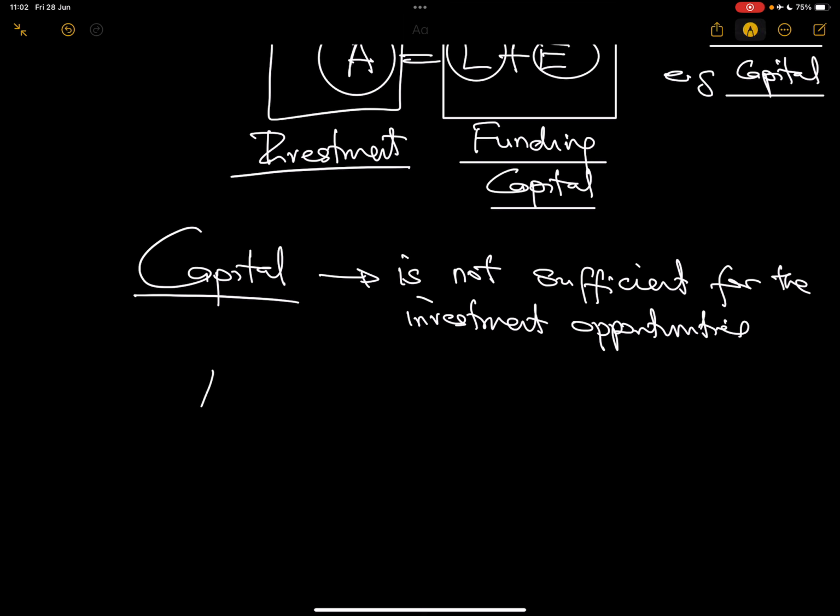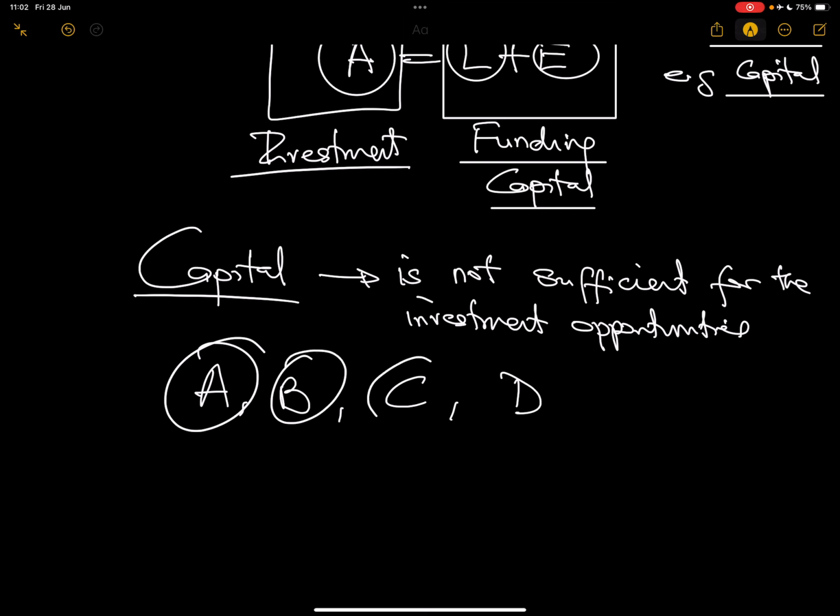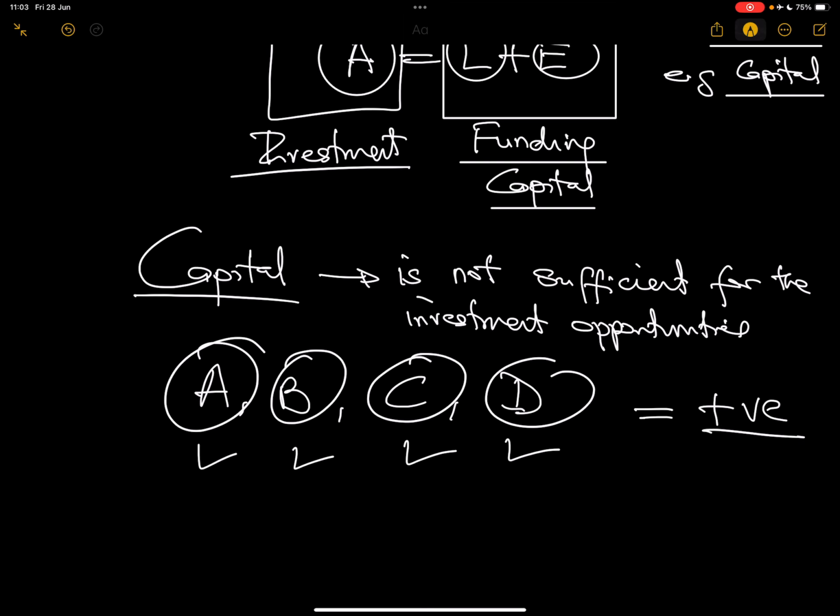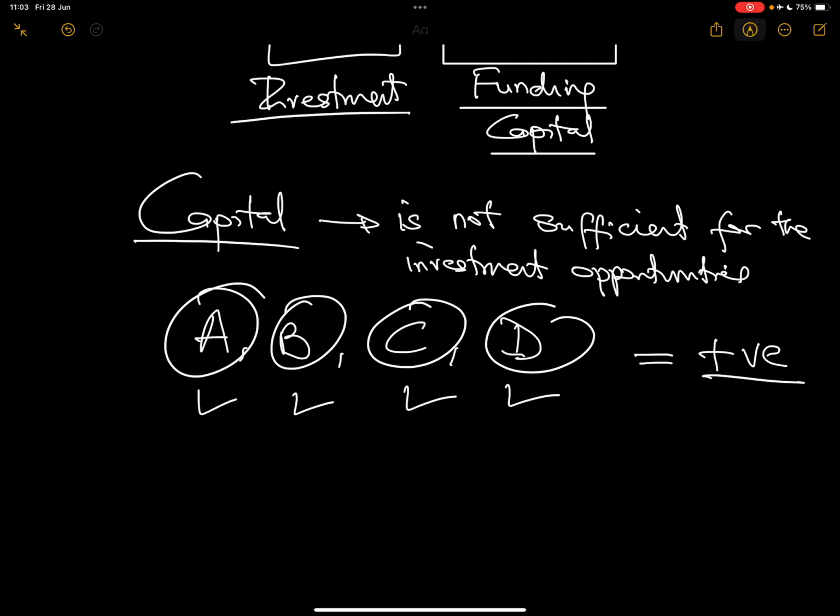So you have investment A, investment B, investment C, investment D. All of these investments are giving you positive NPV, which means they are all good investments. But investments A, B, C, D will not come free of charge. They will come at different costs. A might cost 30, B might cost 40, C might cost 50, D might cost 60.